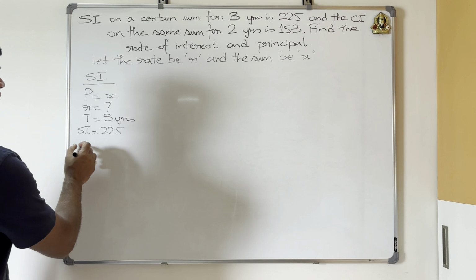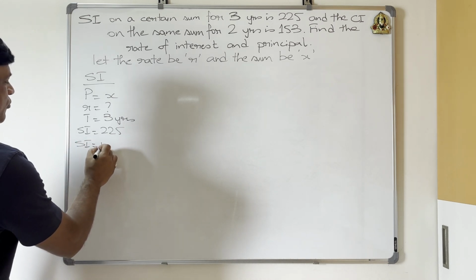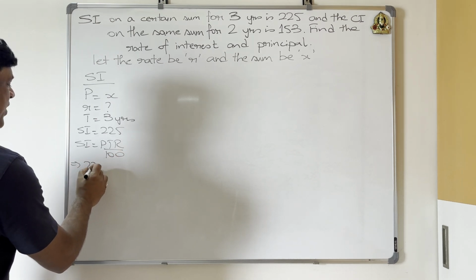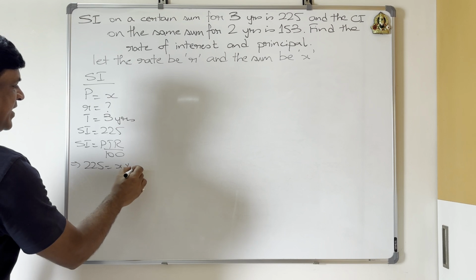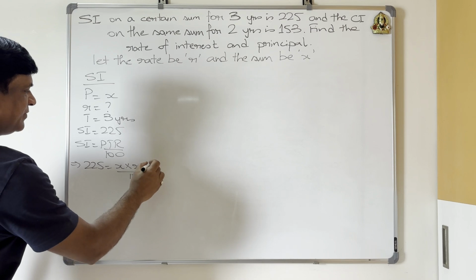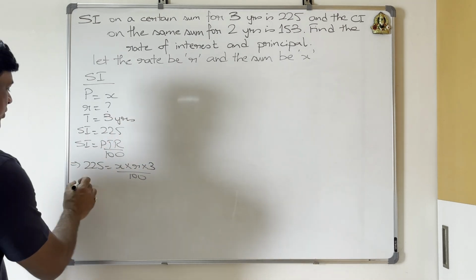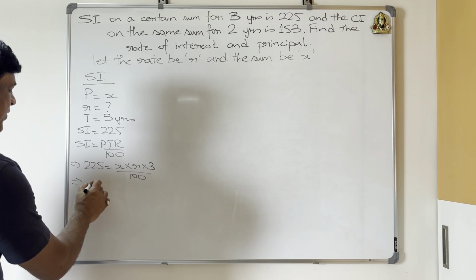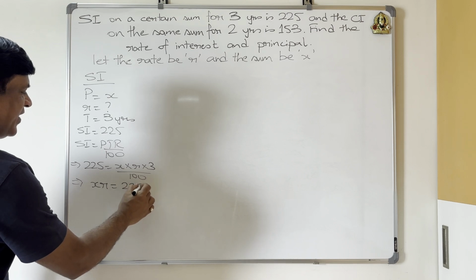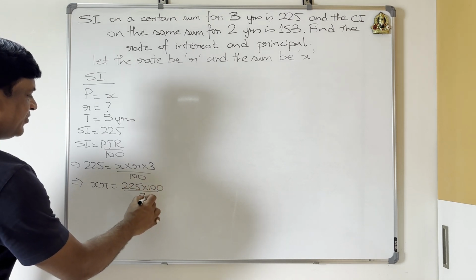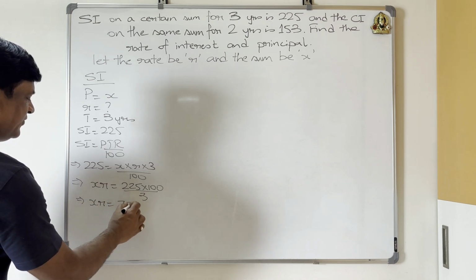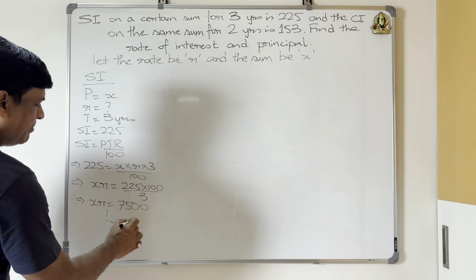So with that information, we know SI is equal to PTR by 100. Put the values. So what do you get? 225 is equal to X times R times 1 divided by 100. Sorry, not 1, this is 3. Time is 3 years. So what do you get? When I do the math over here, I get X times R is equal to 225 times 100 divided by 3, which is nothing but XR is equal to 7,500. That's my equation number 1.